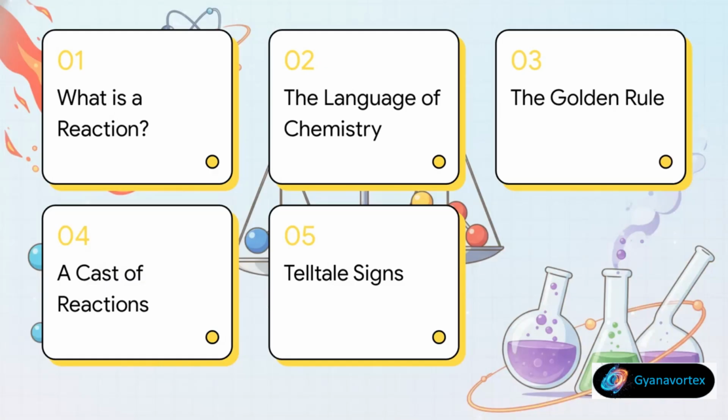So here's our game plan for today. We're going to start with the absolute basics. What even is a chemical reaction? Then we'll learn the shorthand chemists use to write them down. After that, we'll cover the one rule you can't ever break. We'll meet the main types of reactions you'll run into, and finally, how to spot them happening in real life.